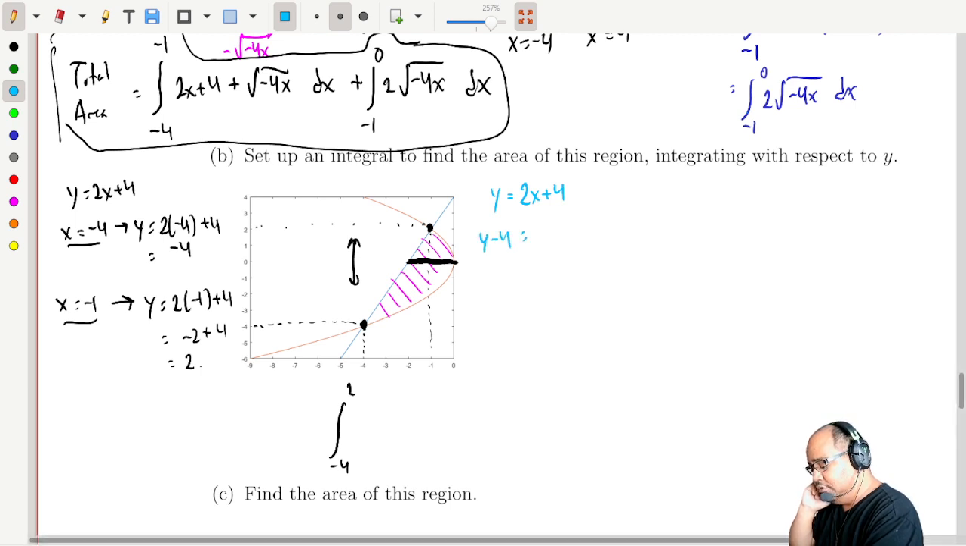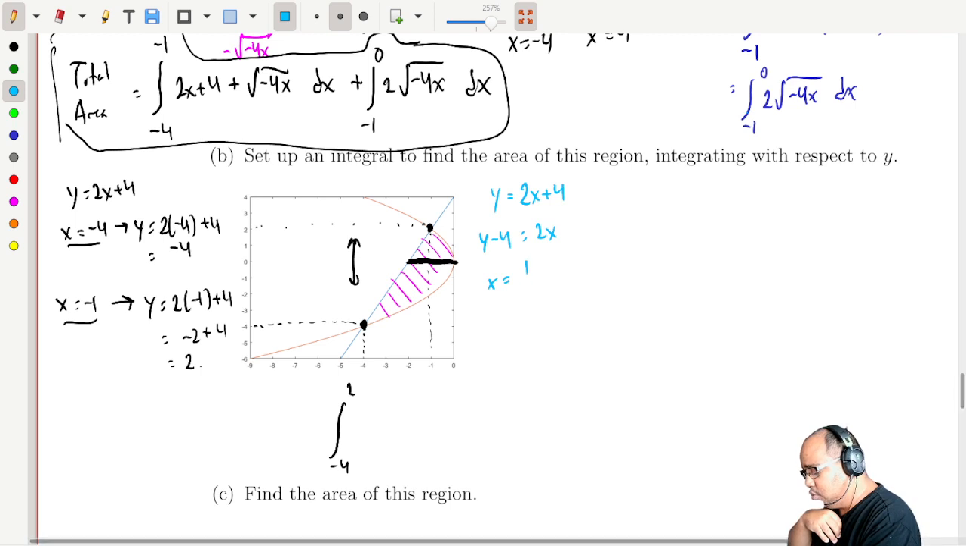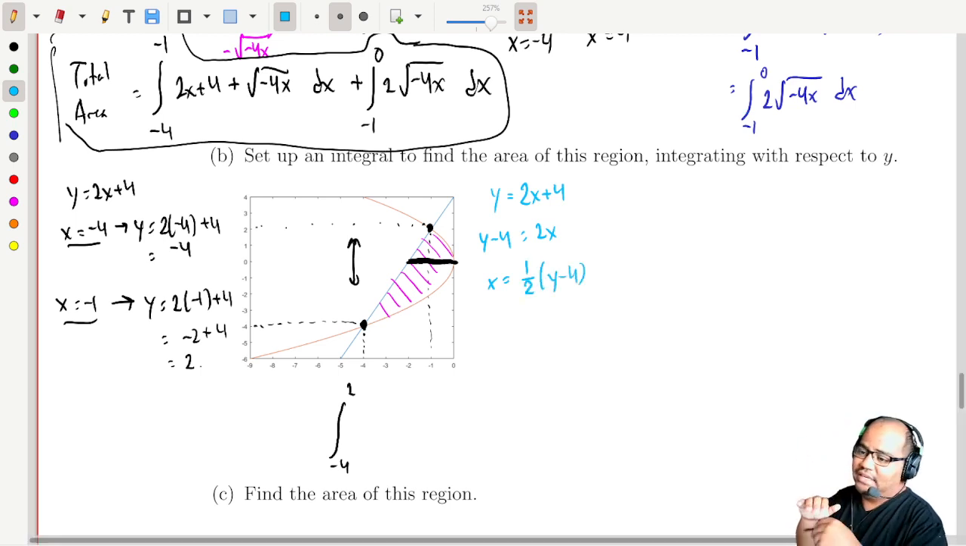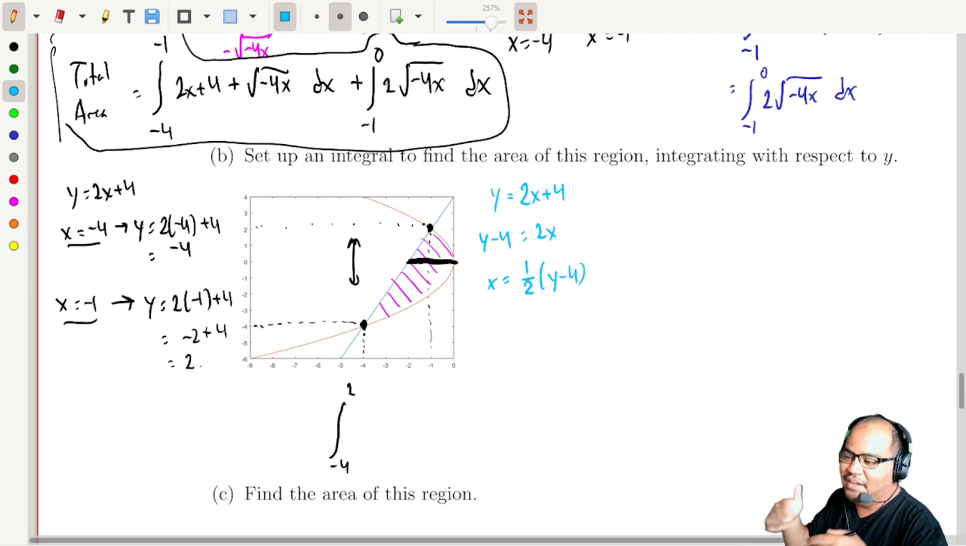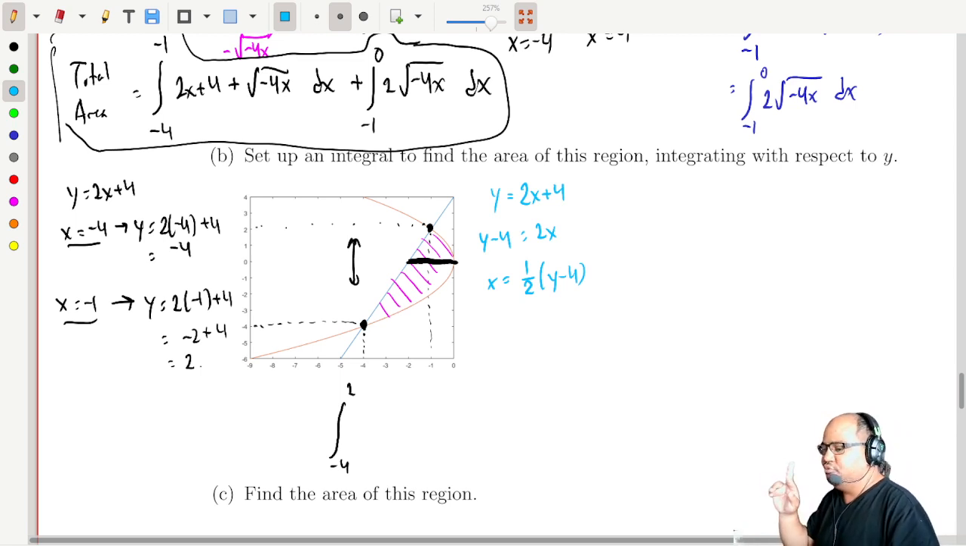y minus 4 equals 2x. And then we'll divide both sides by 2. And I'm going to write this intentionally in a certain way. We'll have x equals 1/2 times (y minus 4). This is expressing that same curve, that same object, as a function of y now. If this looks familiar to you, this is like finding the inverse function. Remember that from algebra, finding the inverse function where you swap x and y.